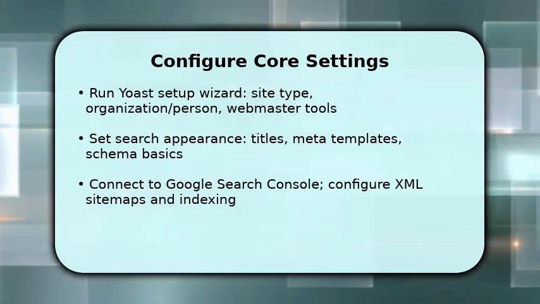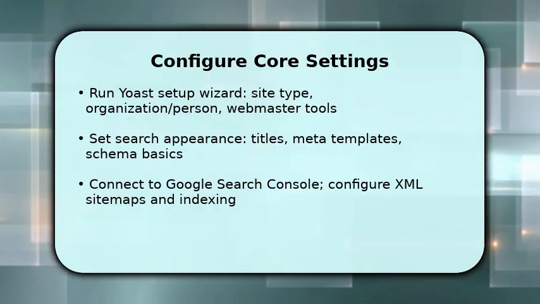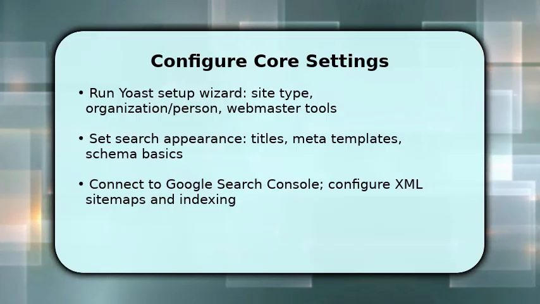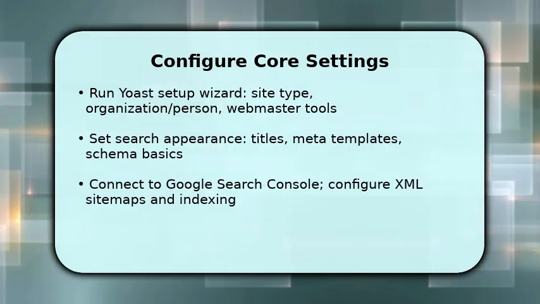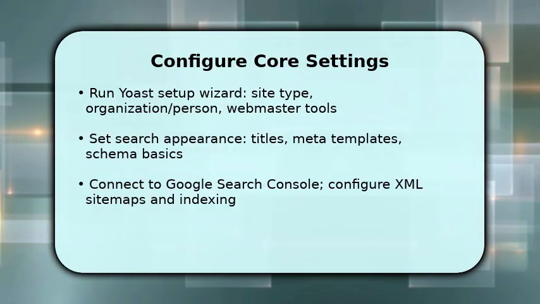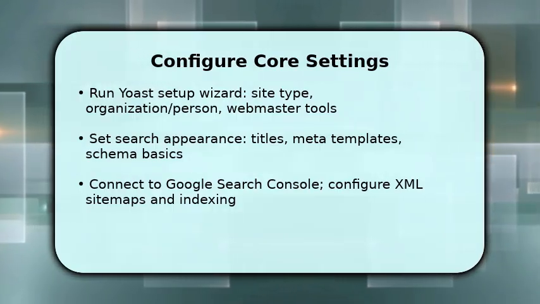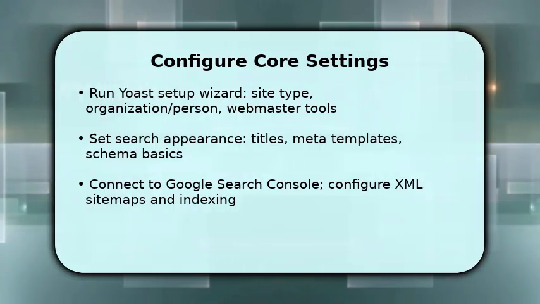inherit consistent SEO metadata. Then enable and inspect the XML sitemap in Features and submit it to Google Search Console for crawling. Make sure canonical URLs and indexing settings reflect your desired visibility, because incorrect defaults can de-index content.